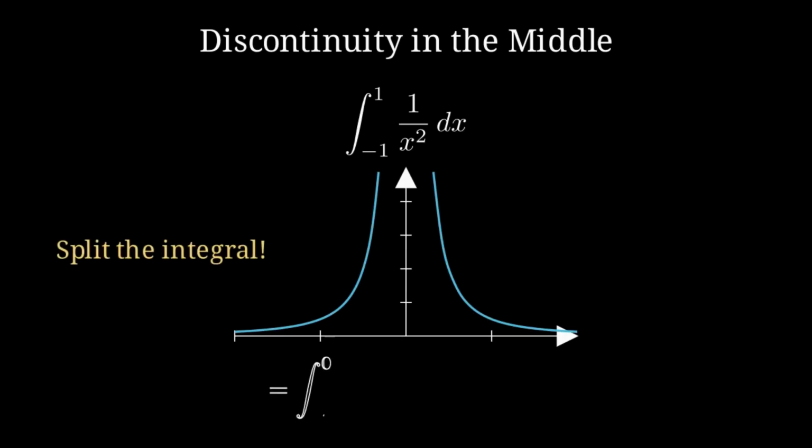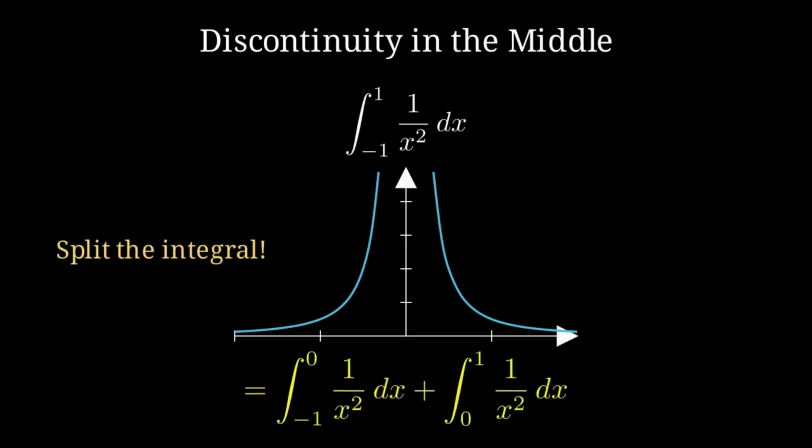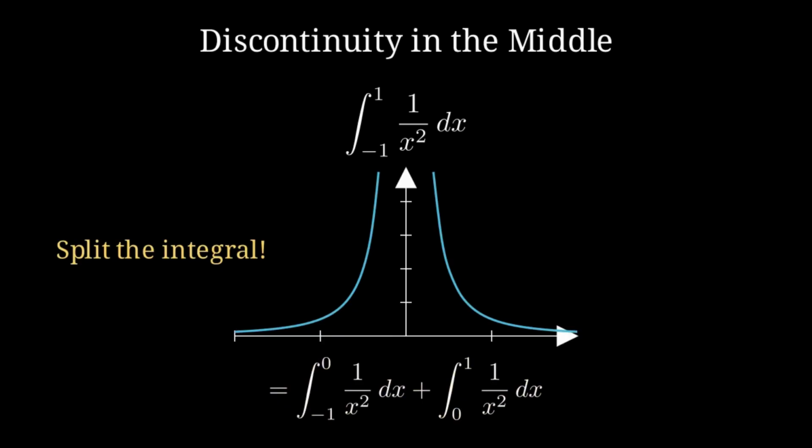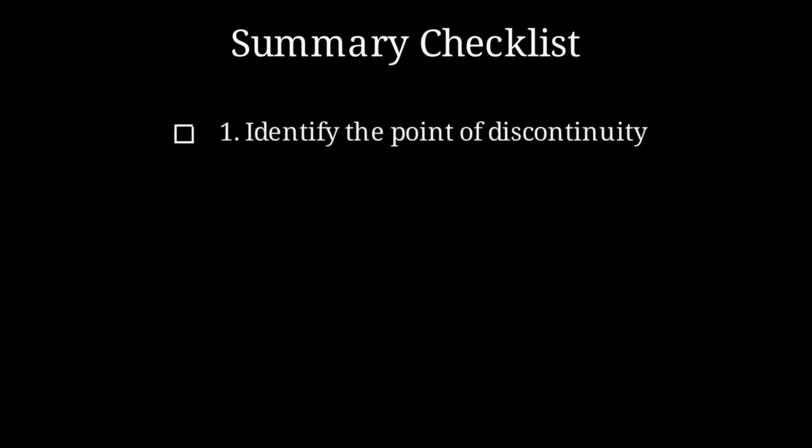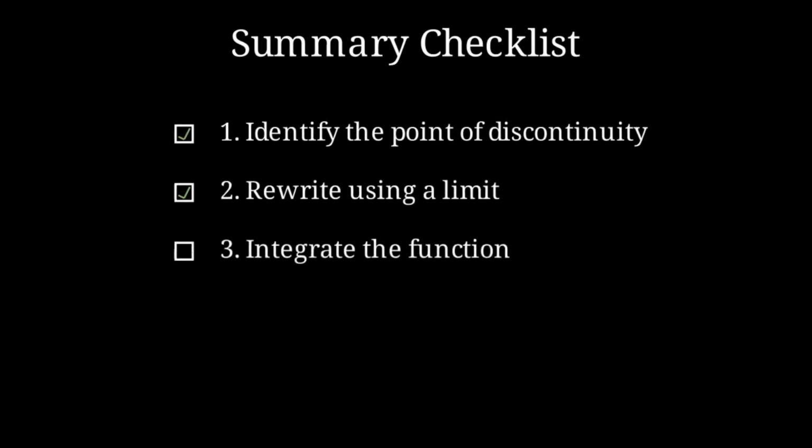If a discontinuity occurs in the middle of the interval, you must split the integral into two separate improper integrals. Both parts must converge for the entire original integral to be considered convergent. To summarize, always check your boundaries for discontinuities first. Replace the problem point with a limit, perform your standard integration, and then evaluate the behavior of the result as it approaches the limit.